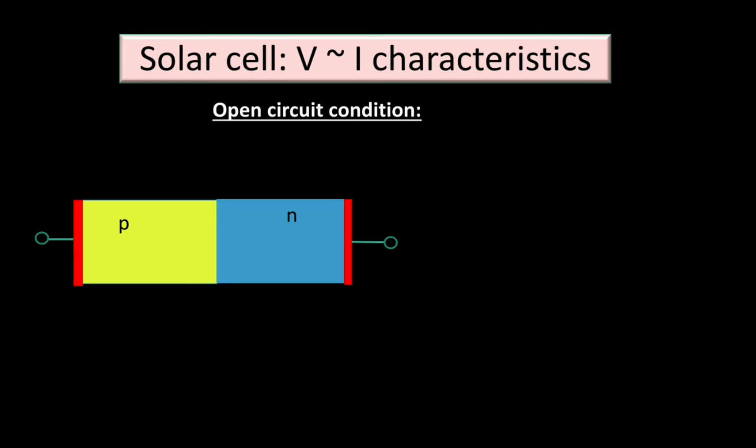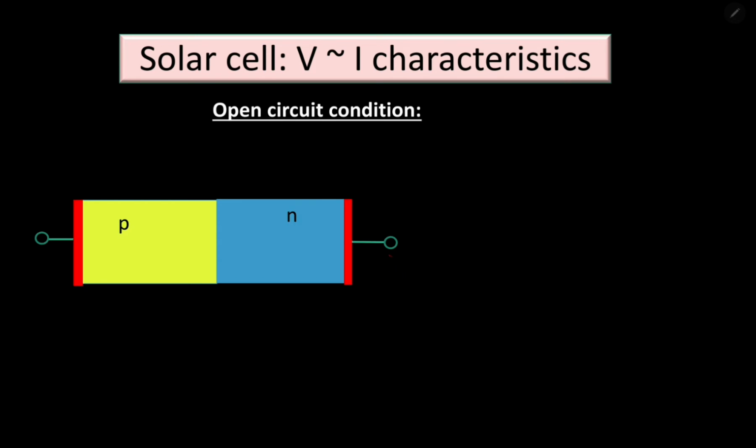Let us now understand how to plot the VI characteristics for solar cell. First we will be considering open circuit condition. What is the meaning of this open circuit? This is the solar cell. These are the two terminals of the solar cell. In case of open circuit, this solar cell is not connected to any circuit. It is open, that means this terminal and this terminal, they are not connected to any other circuit or wire.